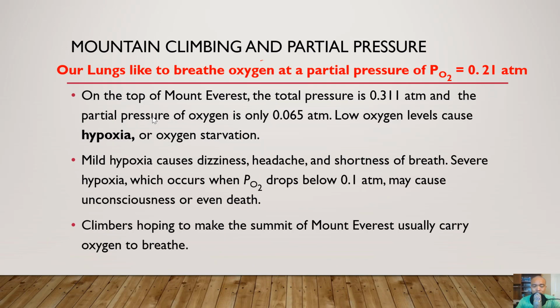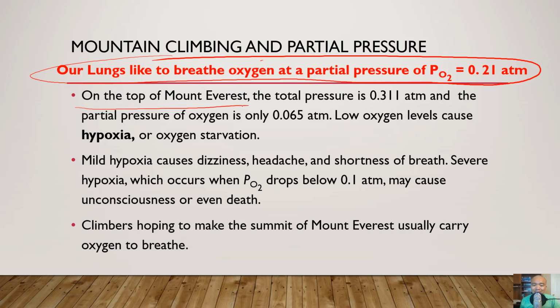Let's see how Dalton's partial pressure law can be used in our real-life experience, like mountain climbing. To remember, under normal situations, the ambient pressure is going to be 1 atm, and we do know the percentage of oxygen is 21%. So for this reason, normally our lungs will breathe oxygen at a partial pressure of 0.21 atm. On the top of Mount Everest, the total pressure is not 1 atm. Rather, it's much smaller. It's 0.311 atm. So the partial pressure of oxygen will only be 0.065 atm. The low oxygen level will cause so-called hypoxia, or oxygen starvation.